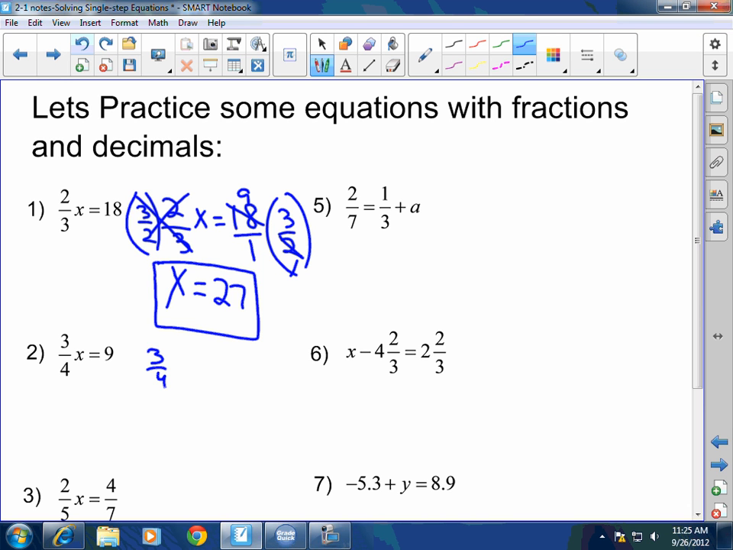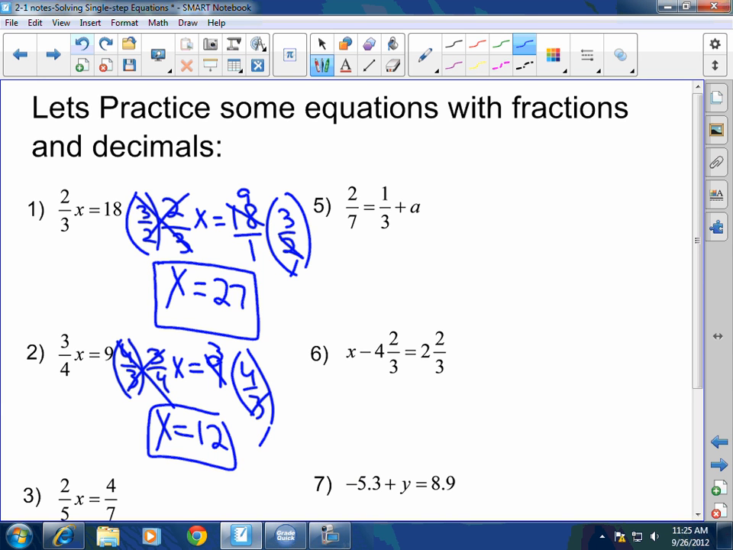3/4 x equals 9. What is the relation between the 3/4 and the x? They're being multiplied. How do you get rid of multiplication? But when we're dividing fractions, we really multiply by the reciprocal. Cancels. X equals 3 goes into 3 one time. 3 goes into 9 3 times. 3 times 4 is 12. You guys with me?